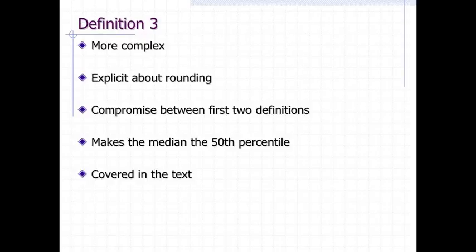There is a third definition that, despite being more complex than the other two, has several advantages. First, it is explicit about rounding. Second, it represents a compromise between the first two, resulting in a value between them. Finally, it allows the median, a measure of central tendency, to be defined as the 50th percentile. The formulas for this third definition are given in the standard mode. Unless otherwise specified, when we refer to percentile, we will be referring to this third definition of percentile.